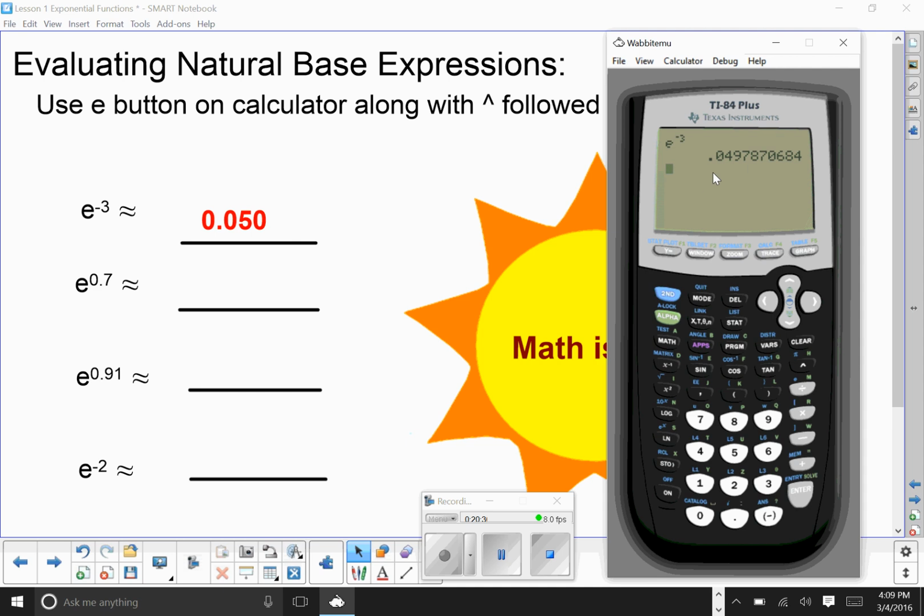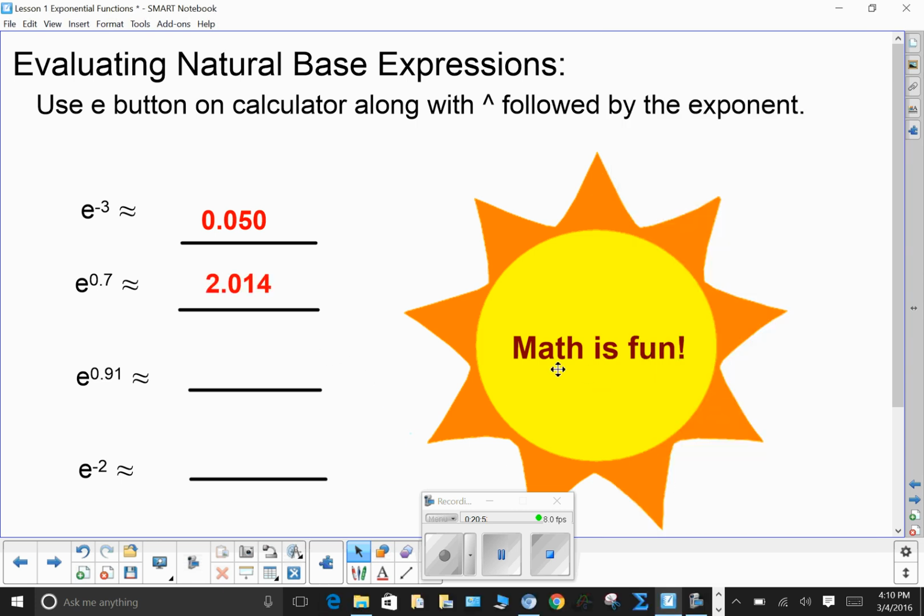Right, notice 0.0497, that's approximately 0.50. e, second natural log, to the 0.7, well, that's 2.01375 or 2.014. Go ahead and you try the next few. See if you don't get these answers.